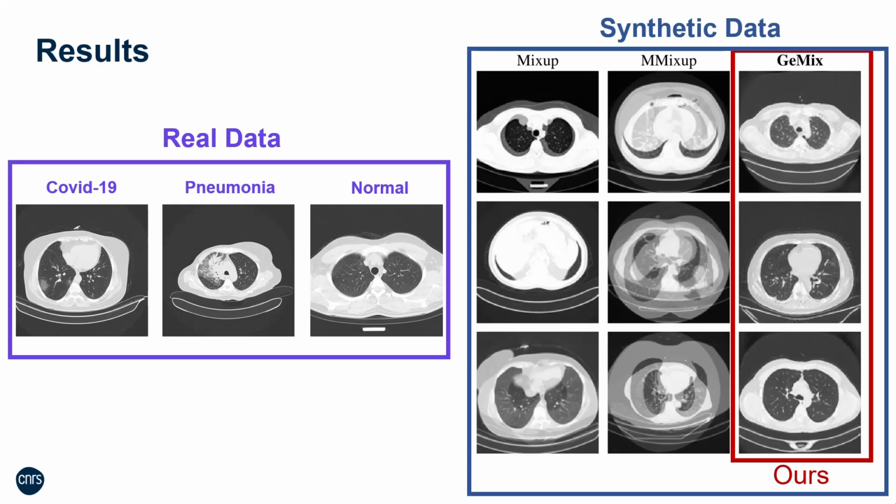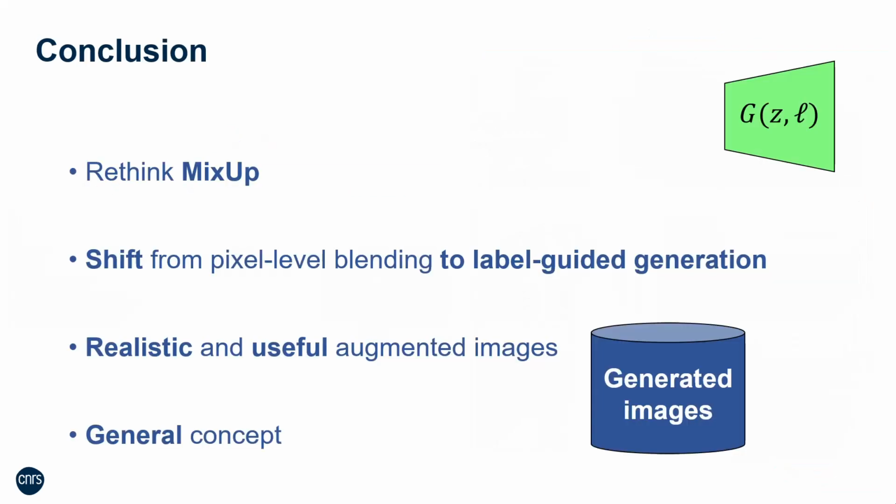ghost artifacts. In summary, GeMix offers a straightforward yet effective way to rethink mix-up. By shifting from pixel-level blending to label-guided generation, we obtain synthetic images that are both realistic and useful for training, leading to stronger classifiers. Our current work is limited to CT scans at relatively low resolution, but the concept is general, and we see potential to extend it to other imaging modalities and higher quality outputs.